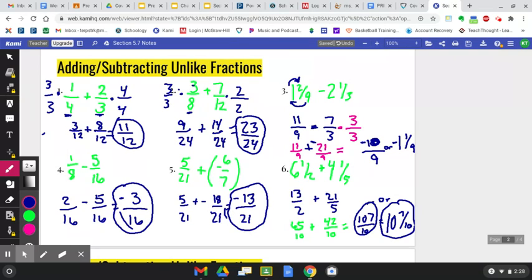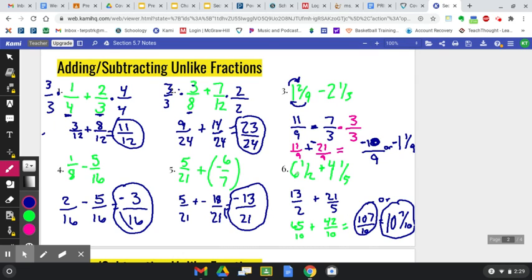Number 6. One way you could do it is you could turn it to top heavy. I could say that 6.5 is really 13 over 2, and 4 1/5 is 21 over 5. Get a common denominator of 10, so you multiply this fraction by 5 on top and bottom, and by 2 on top and bottom for the other one. And you should end up with 107 over 10, or 10 7/10.